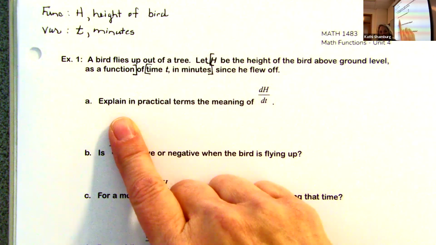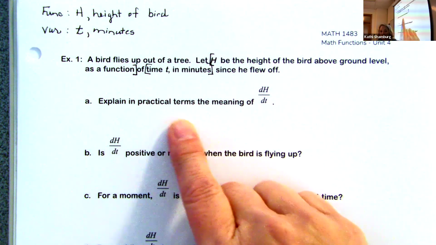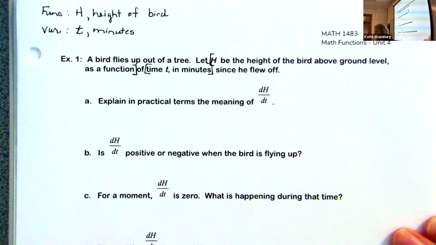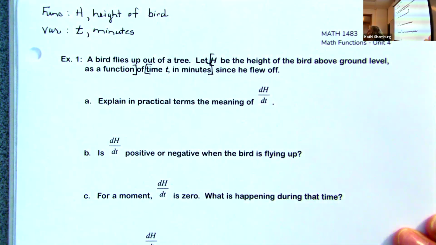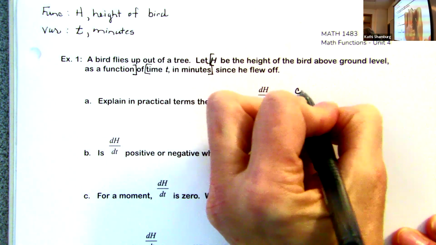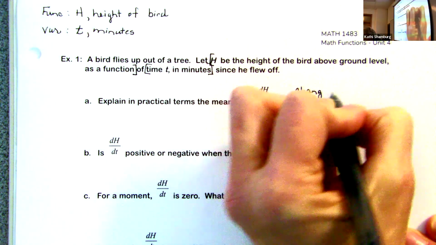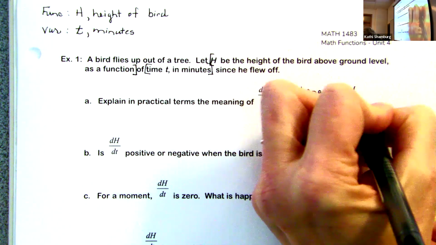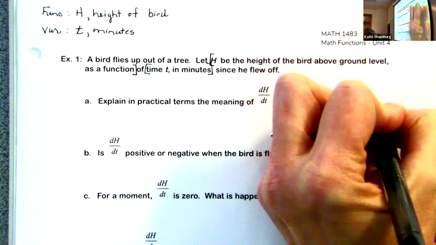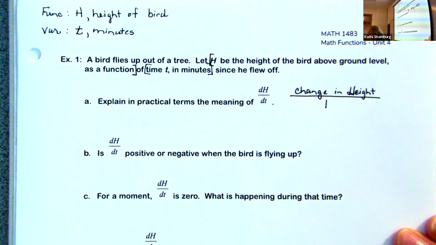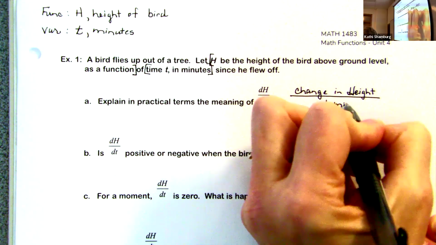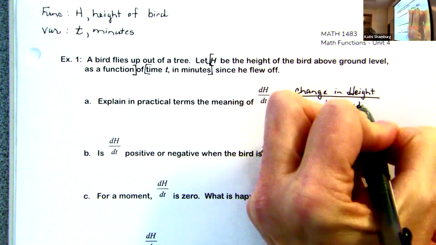So we start out with A, explain in practical terms the meaning of dH with respect to dt. Okay, well, let's go back to what we just talked about. So if I want to think through this, h represents what? Height. So this would be the change in height per one minute in this case.